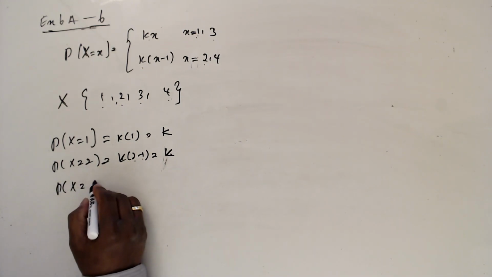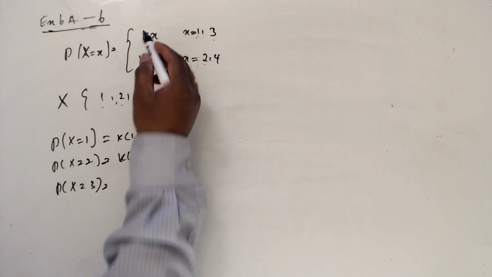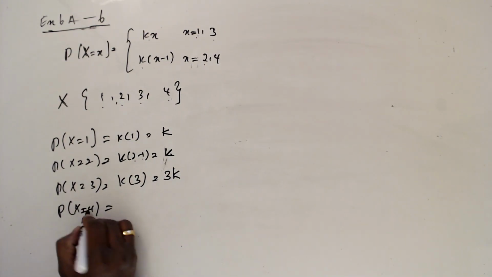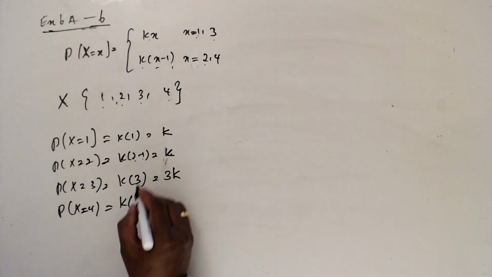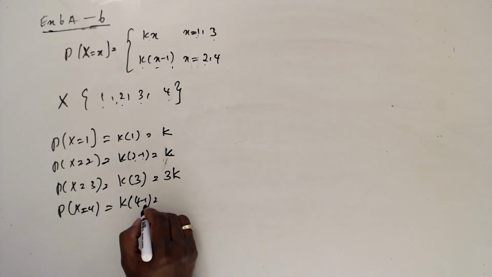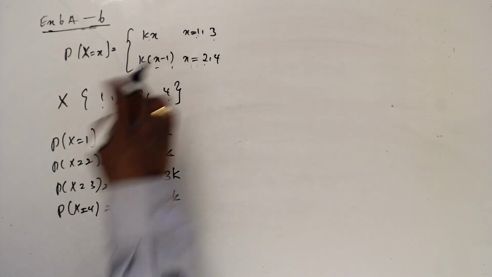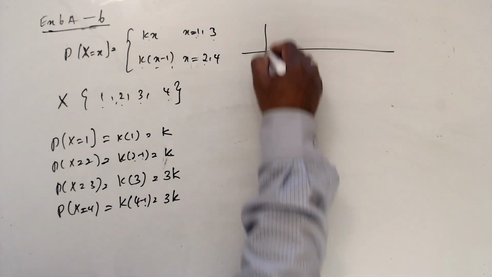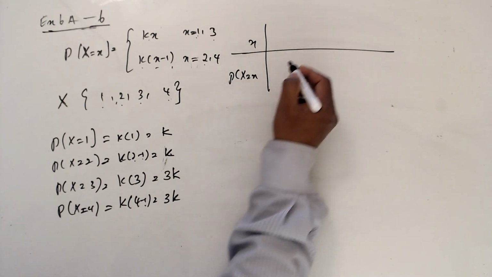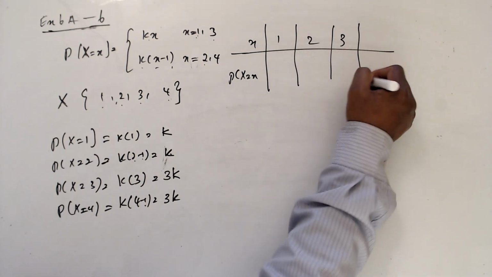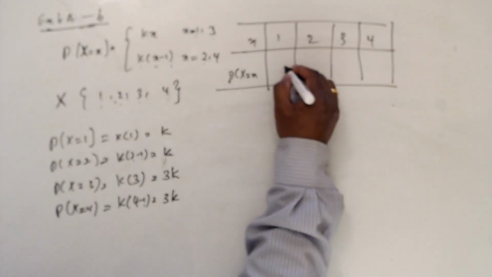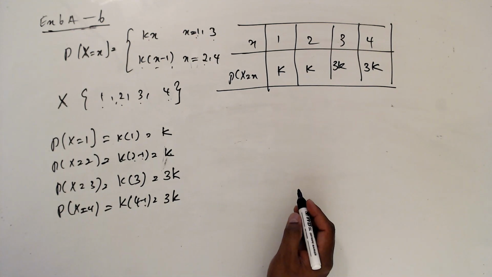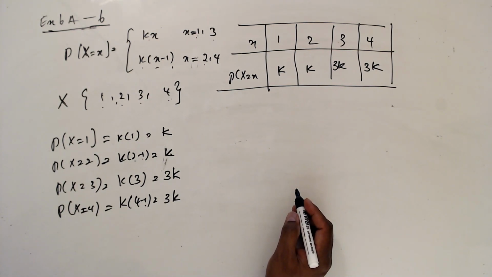Then probability of x equal 3: that is k times 3, 3k. And then probability of x equal 4: then k times 4 minus 1. That is 4 minus 1 is 3, so 3k, because for the value 4 I had used this one. Now the probability distribution is x: 1, 2, 3 and 4, probability of x equal x: k, k, 3k and 3k. And now we need to find k as usual. Find the value of k.